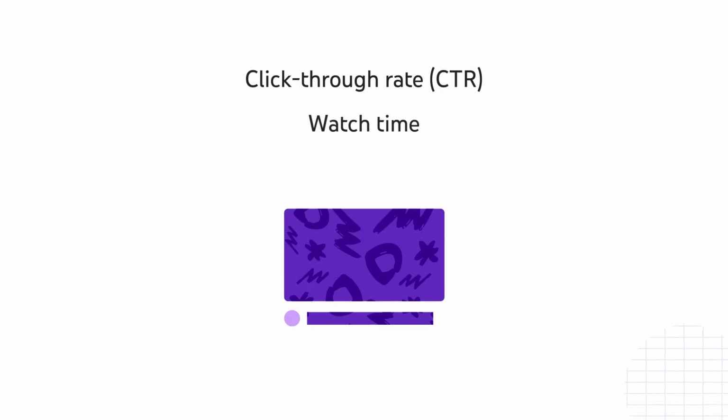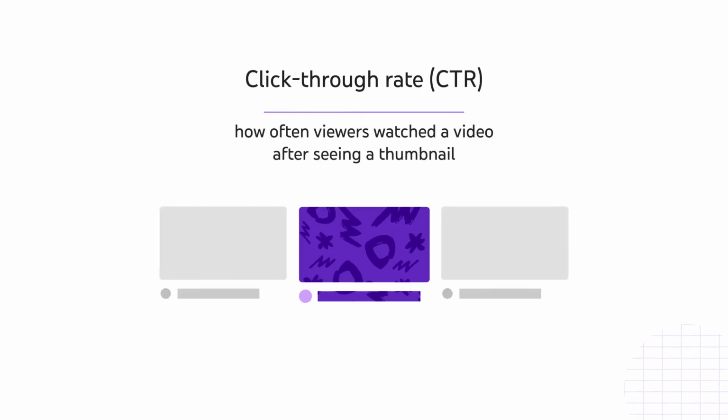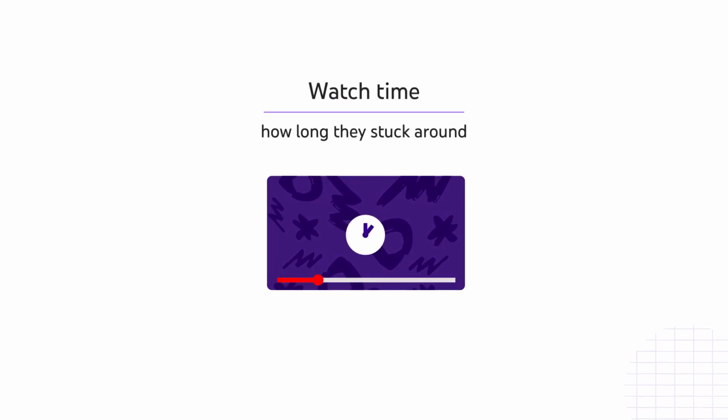Okay, now that you know the general best practices for thumbnails and titles, let's walk through how you can use analytics to see how yours are performing and to find inspiration. When evaluating the effectiveness of your titles and thumbnails, click-through rates and watch time in the first 24 hours after uploading can help give you an indication of how a video's doing. Click-through rate represents how often viewers watch a video after seeing a thumbnail. And watch time can tell you how long they stuck around.